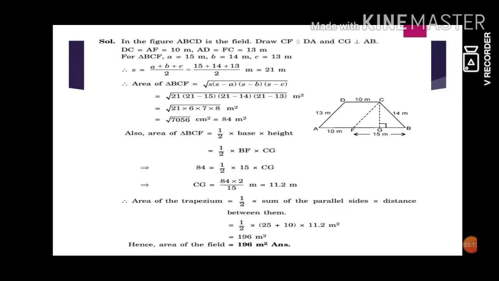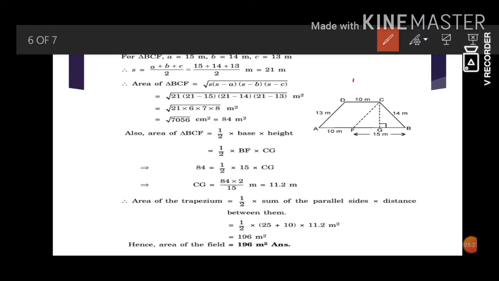So here we will do one construction, that is, we will make a line CF which is parallel to DA and CG which is perpendicular to AB. So two new constructions, one is CF and one is CG. The point G is perpendicular to AB and CF is parallel to DA. Now first thing we will do is to find the area for the triangle, that is for triangle BCF.